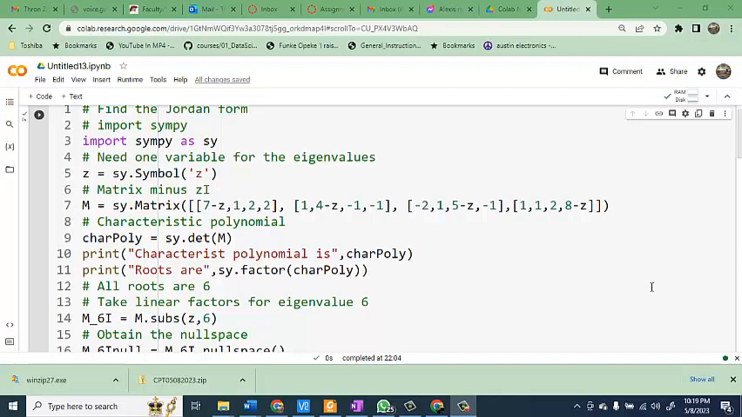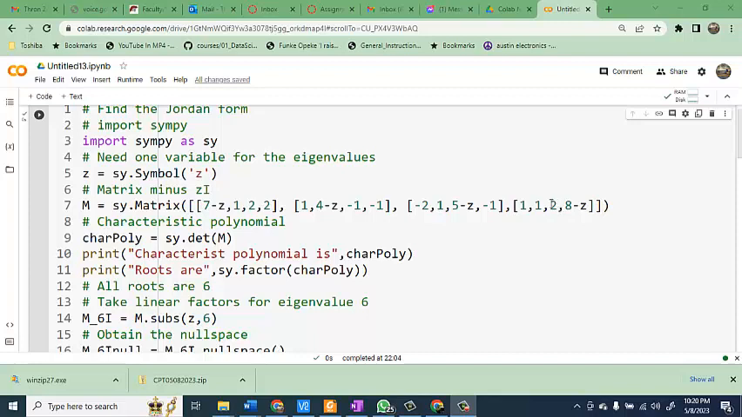Okay, so let me see if I can explain how to find the Jordan form of a matrix. The matrix I'm finding the Jordan form of is from the book. I don't remember which exercise. But here's the first row: 7, 1, 2, 2. Second row: 1, 4, -1, -1. Third row: -2, 1, 5, -1. Fourth row: 1, 1, 2, 8.